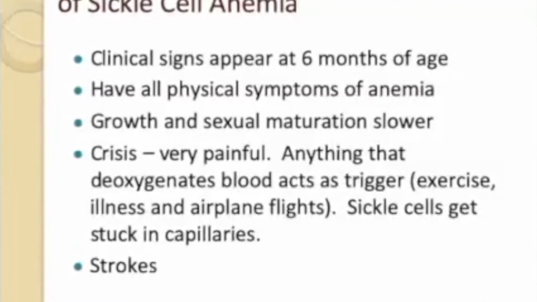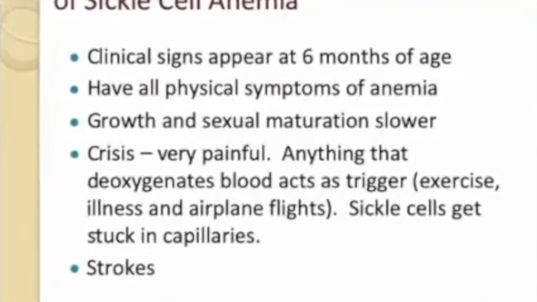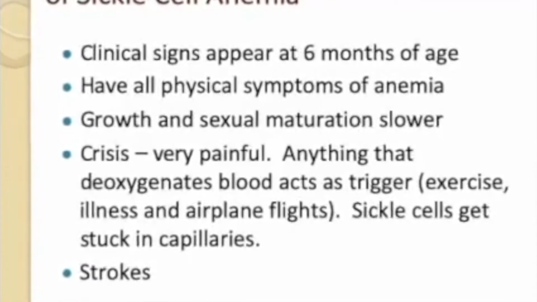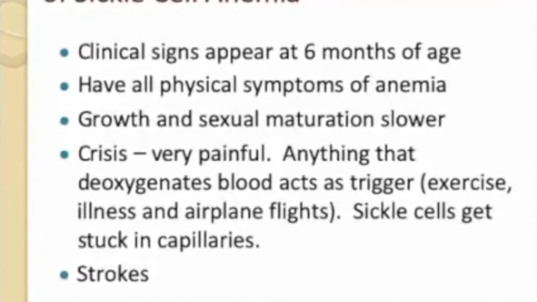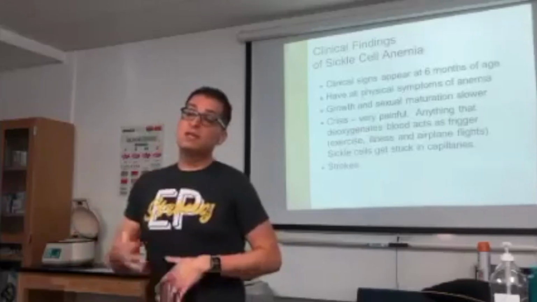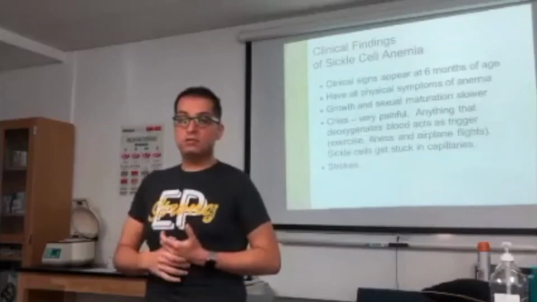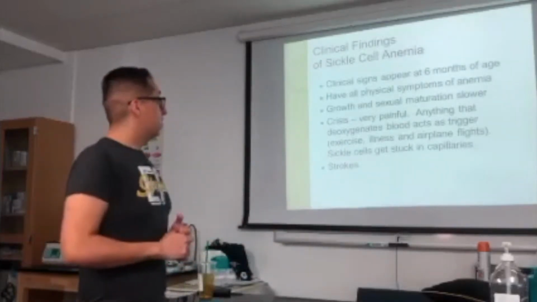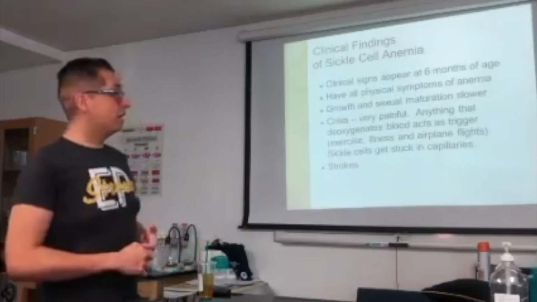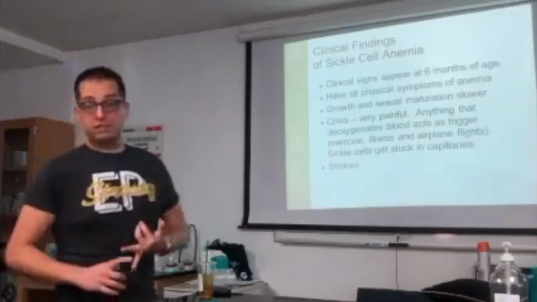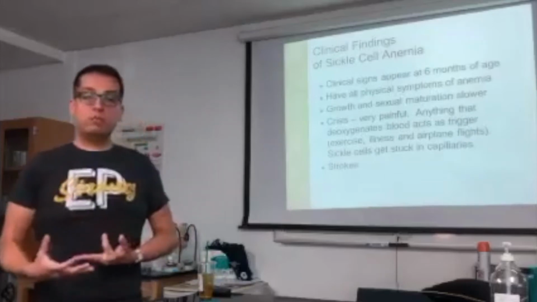So just think, any time that a patient or an individual who probably has sickle cell goes through a crisis, what would be a crisis? Whenever we need a really high concentration of oxygen, or whenever my body senses that they're going to need a lot more oxygen. So that's obviously going to be in those cases. Anything that deoxygenates blood acts as a trigger, for example, exercise, maybe illness, or even airplane flights.